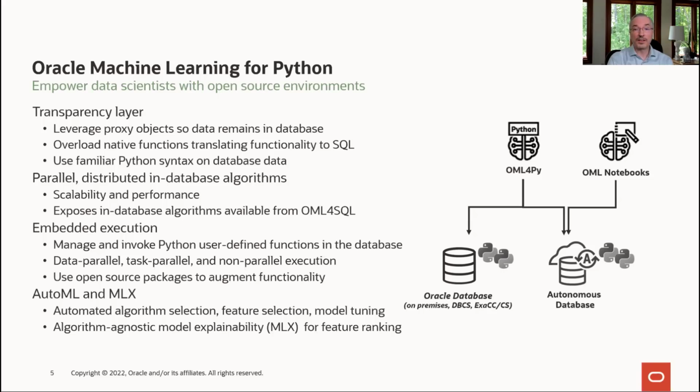So OML4Py supports AutoML, which I've mentioned, and this includes automated algorithm and feature selection as well as model tuning. But in addition to AutoML, we have model explainability, which provides model agnostic identification of important features impacting model predictions.